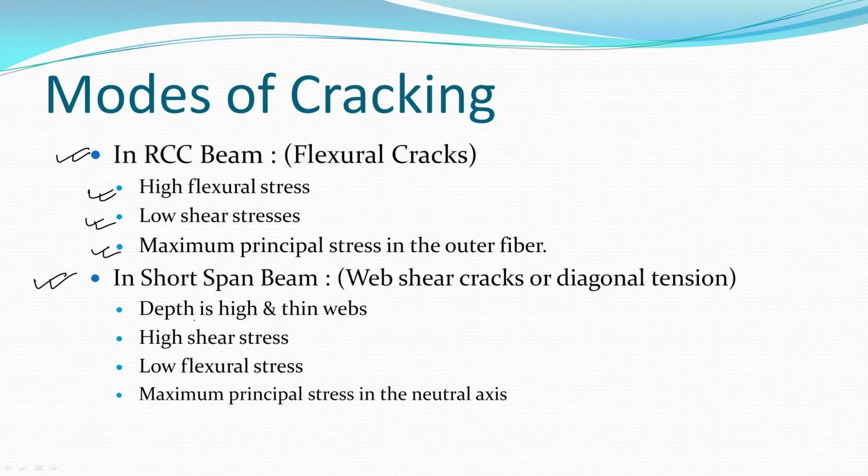It is likely that maximum principal tensile stresses are located at the neutral axis at an inclination of 45 degrees to the longitudinal axis of the beam. The resulting cracks, which generally occur near the support as shear force is maximum here, are termed diagonal tension cracks or web shear cracks, that I have shown you in the figure. So here the depth is high for the thin webs, with high shear stresses and low flexural stresses, and the maximum principal stress is in the neutral axis that I have told earlier.